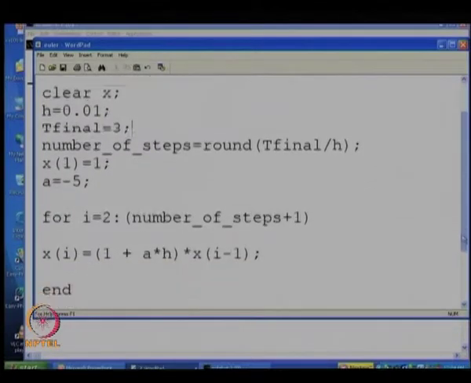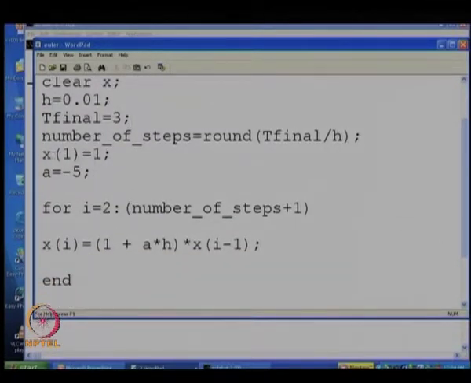Let us assume the initial condition on x is 1. In fact, I should have written this x of 0, but Scilab does not allow 0 as an index, so that is why I have called it 1. This is the value at time t equal to 0. Remember, x dot is equal to minus 5 x, which has an equilibrium value of 0. So, we are giving an initial condition which is not the equilibrium value, and you will see a transient. The value of a is 5, as I discussed some time back.